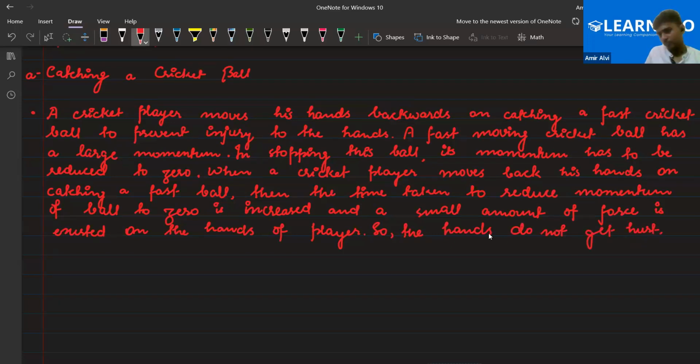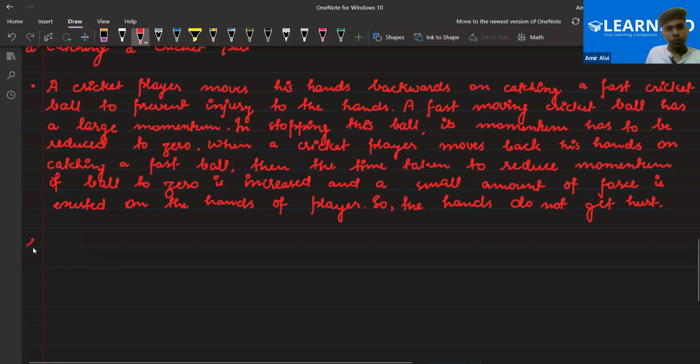So this question could be asked for 5 marks or 3 marks? No, this is a 3 marker, a three-mark explanation. For 5 markers, that would be 2 parts, not a single part. Okay, sir. Now let's take the example of the seat belts in the car.